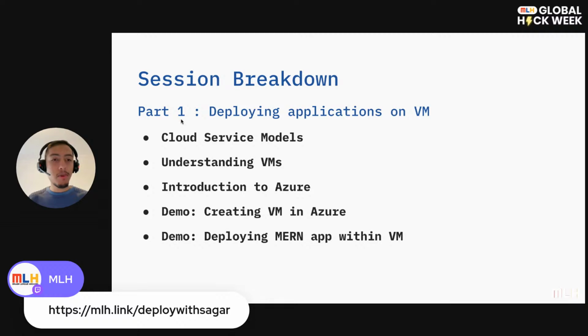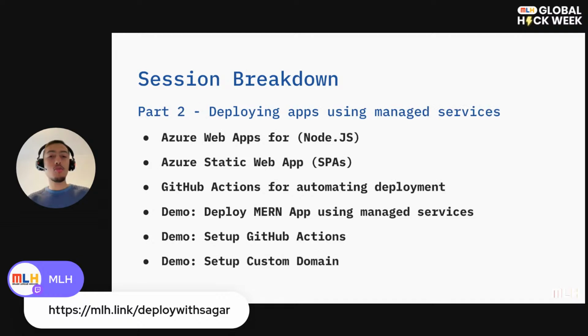In part one, we covered virtual machines and how different cloud service models work. We also talked briefly about the different Azure services, and then we deployed a full-fledged MERN application using the MERN stack within Azure virtual machines. We did everything from scratch in the VM. This offered us great flexibility and customization options, but it does come with a lot of hassle of setting up the VM, the networking configuration, setting up your OS and everything. All of that you needed to do by yourself.